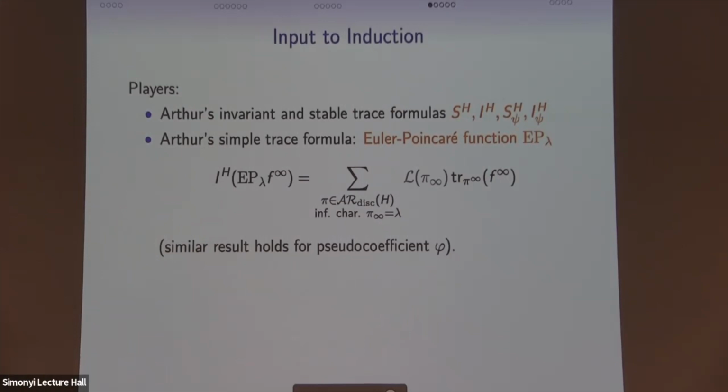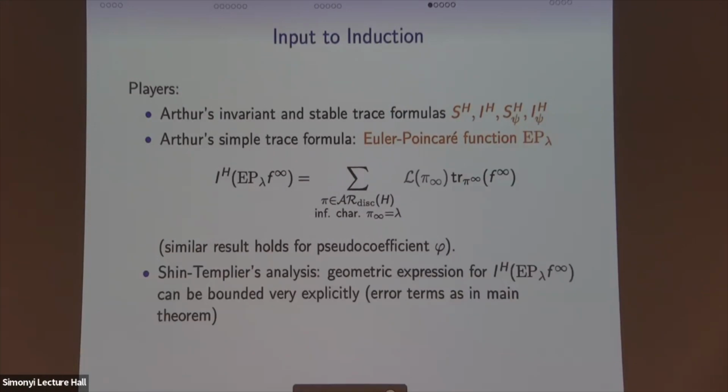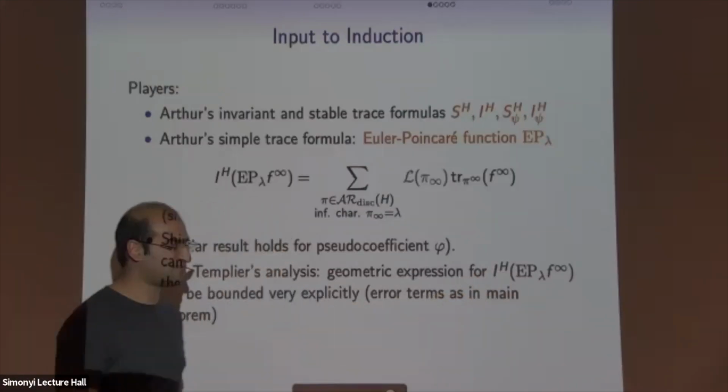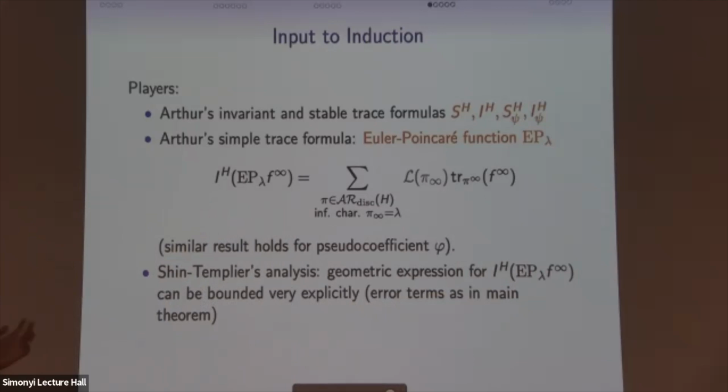So another thing we're going to need, this is going to be our input at the very bottom of this induction, is Shin-Templier's analysis of the geometric expression for plugging in the specific test function. Shin and Templier were able to bound this extremely explicitly. And this is where the error term from the main theorem comes from. So at the bottom, there's this bound with this error term, and then we just need to preserve the error term all throughout the induction.